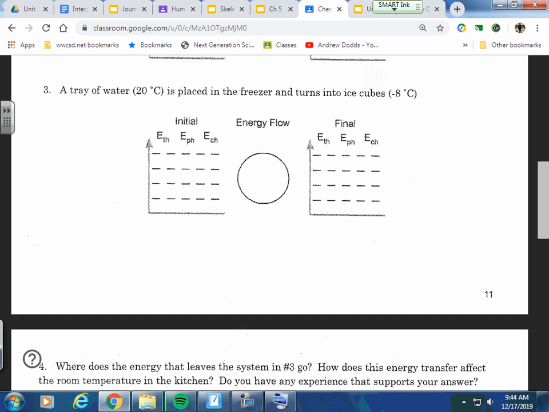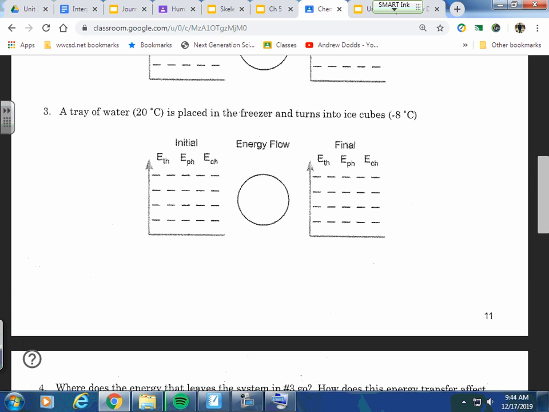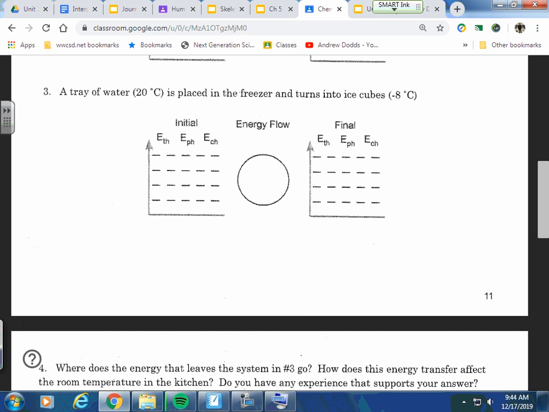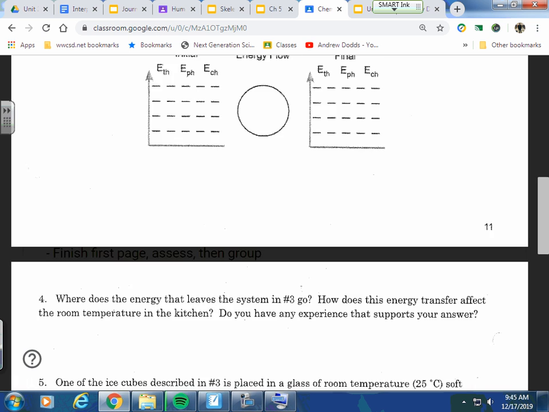Okay, so what was number 3? Is that going to be exothermic, endothermic? What is that? It's exothermic. You put water in the freezer, and it's going to lose energy to the air in the freezer.